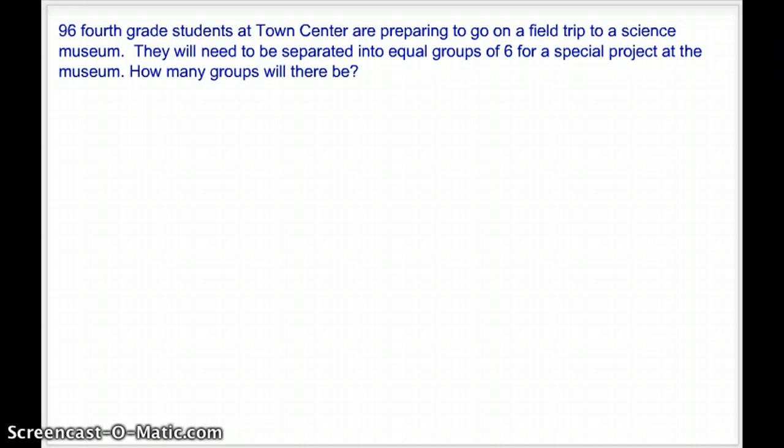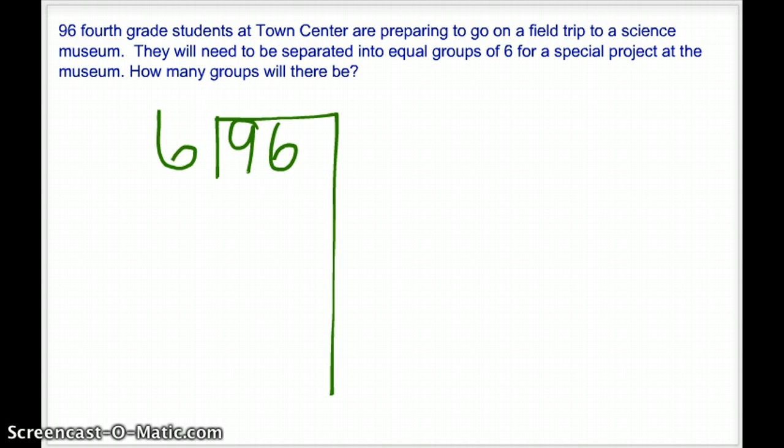Here's the next story. Your new strategy will really help you here. 96 4th grade students at Town Center are preparing to go on a field trip to a science museum. They will need to be separated into equal groups of 6 for a special project at the museum. How many groups will there be? I need to make groups of 6 out of 96 students. That's the same as saying 96 divided by 6.